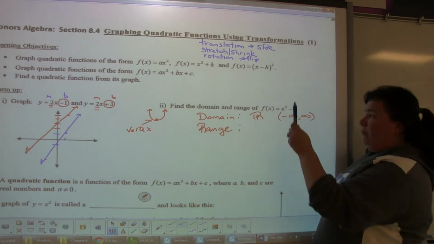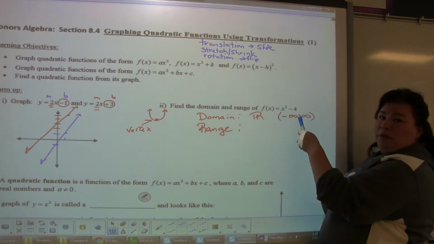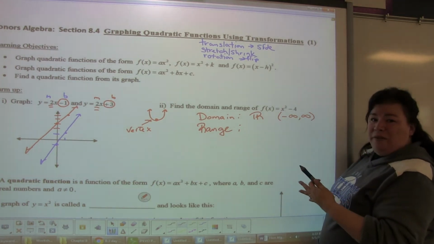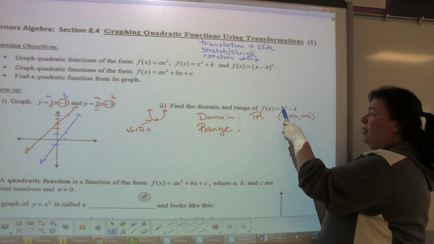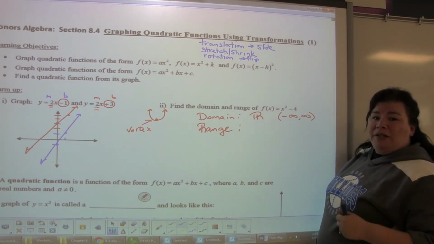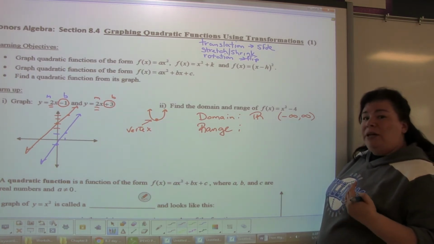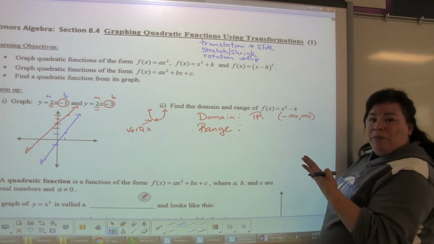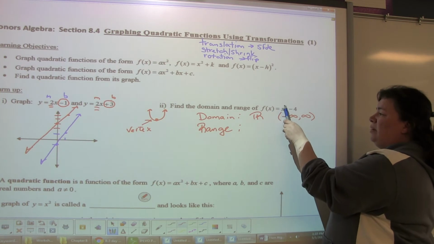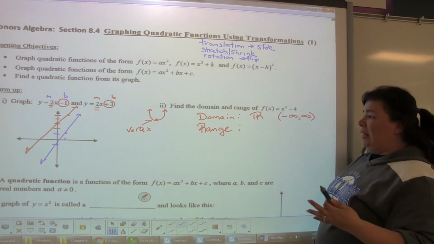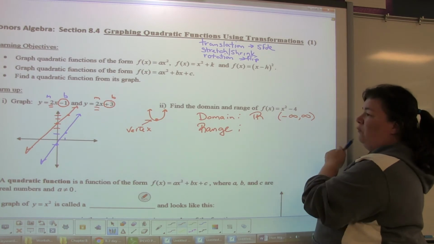If we think about that, if we put any positive number and square it, or even any negative number and square it, it's going to give me a positive answer. So what value for x can I input to get the lowest possible answer? If I put a 0 in, 0 squared is 0, and that's the lowest I could input for x. So if I put 0 here and then minus 4, the lowest y value that I'm going to get in this whole graph is negative 4.